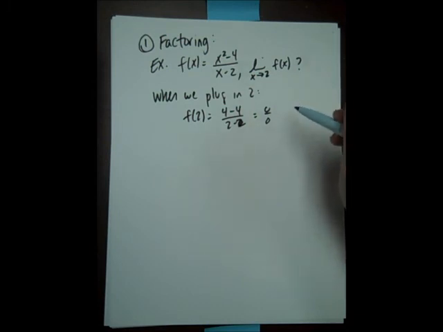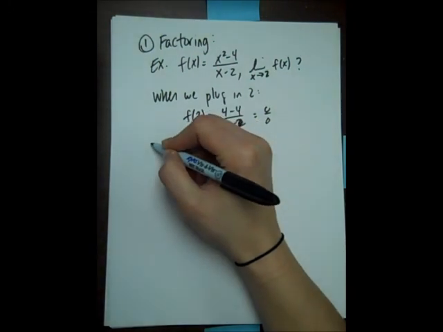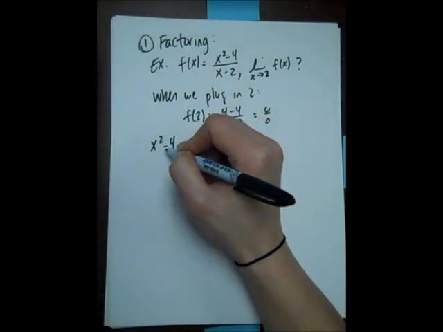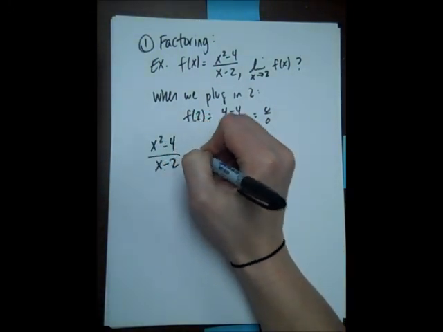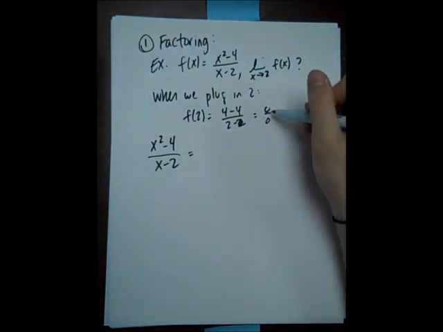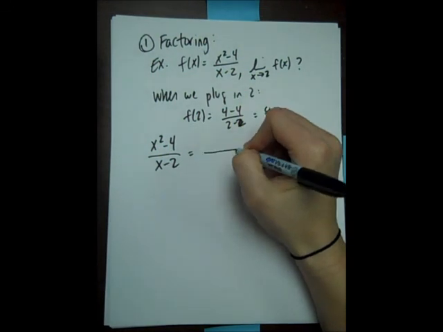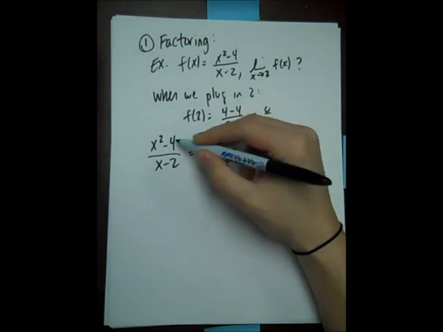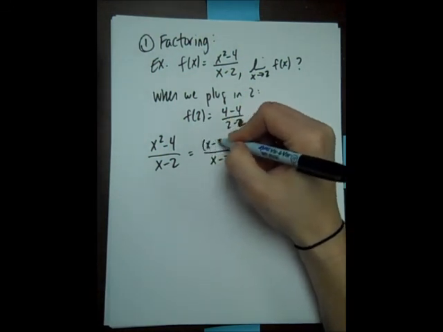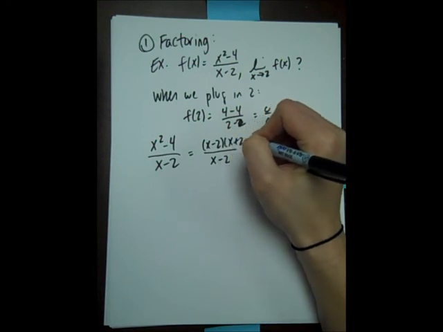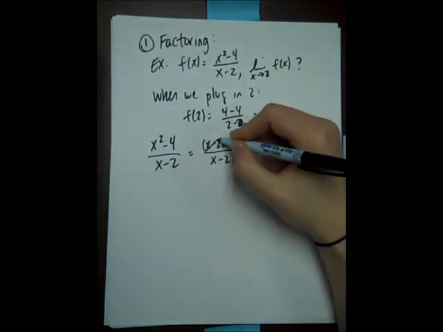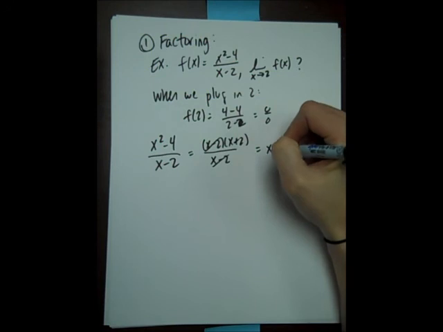So whenever I have an indeterminate form like this, I could try something like factoring. So here's what I could do. X squared minus 4 over x minus 2. I got 0 over 0, so I bet x minus 2 factors out of both of these. So I get x minus 2 on the bottom. The top one factors as x minus 2 times x plus 2. And now these are going to cancel, so I just get x plus 2.